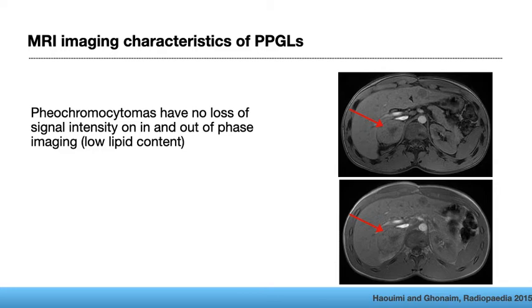Pheochromocytomas have no loss of signal intensity on in and out of phase imaging due to low lipid content, as seen in the top image, which represents the in-phase image, and the bottom image, which represents the out-of-phase image. Both show an adrenal mass with almost the same signal intensity. In the out-of-phase image, we cancel out the fat signal intensity, so benign adrenal adenomas, which are rich in fat content, tend to have a drop in signal intensity in the out-of-phase image.